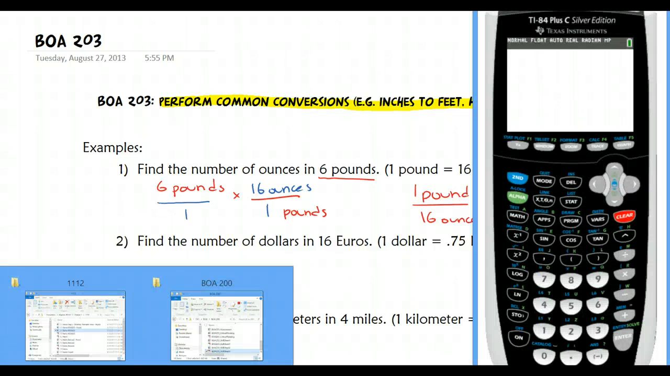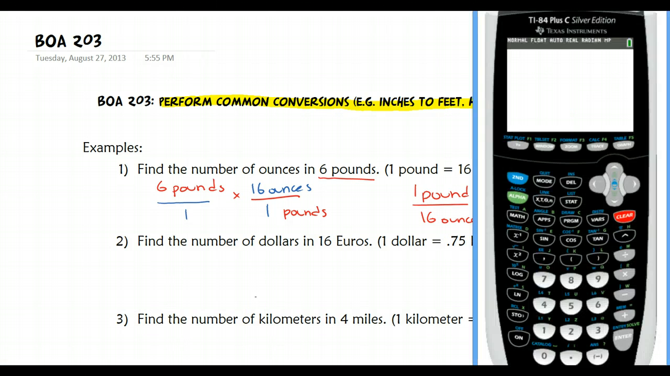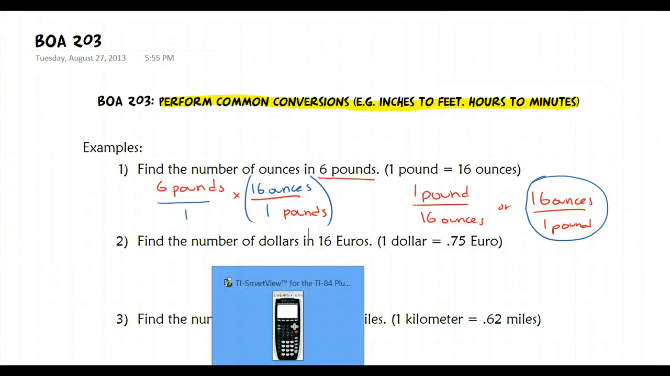Okay, so I now have a calculator up here. This calculator is what I'm going to use to show you how to type this into your TI-84. Now you see our fraction here, 6 pounds over 1 times 16 ounces over 1 pound. I'm going to put this in parentheses, because that's what I want to remind myself every time I see a fraction. That's what I need to do with my calculator.